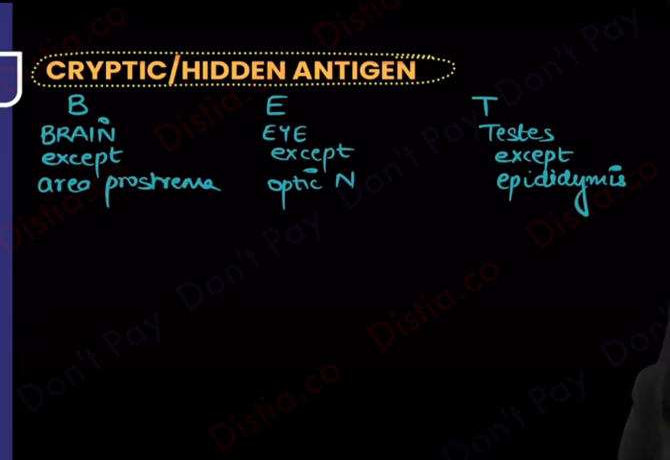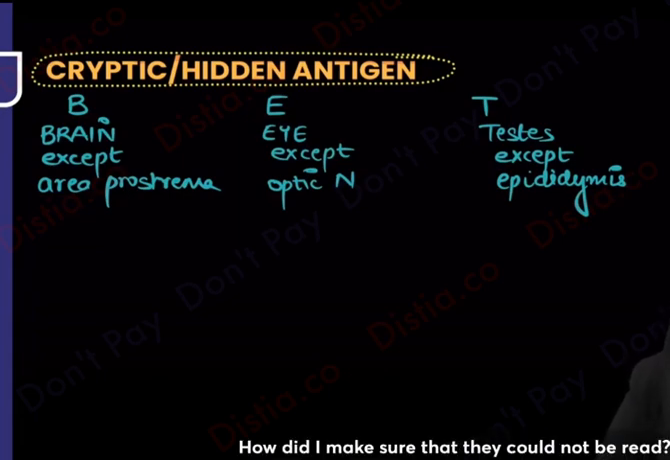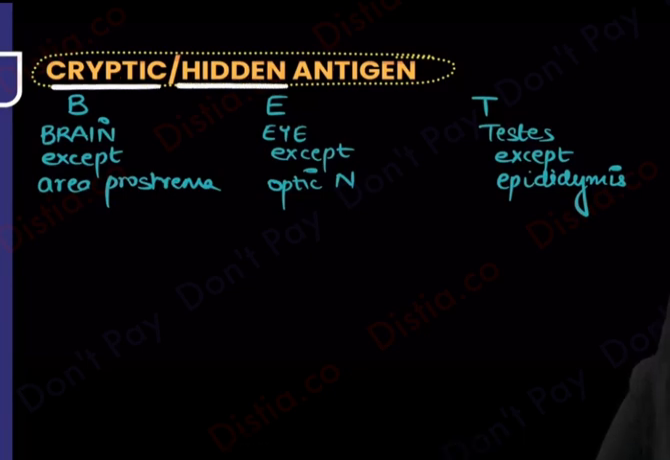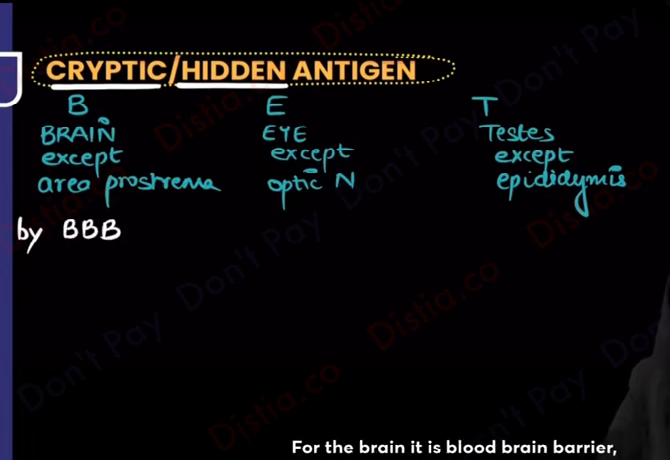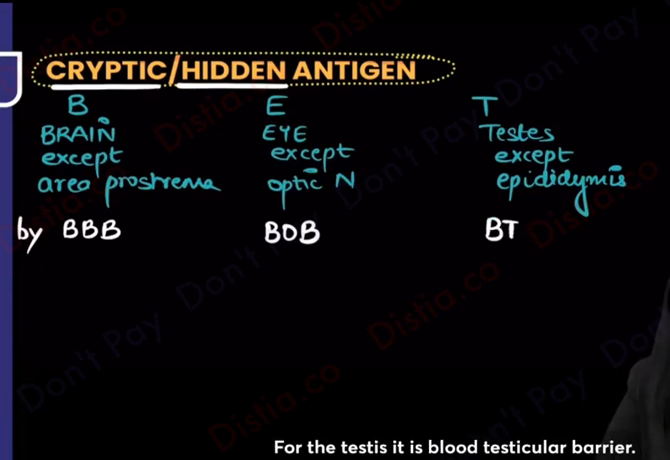So just imagine, for example, how did I hide them? How did I make sure that they could not be read? I was hiding them behind barriers. So they are made hidden by the blood-brain barrier. For the brain, it is the blood-brain barrier. For the eyes, it is the blood-ocular barrier. For the testes, it is the blood-testicular barrier.